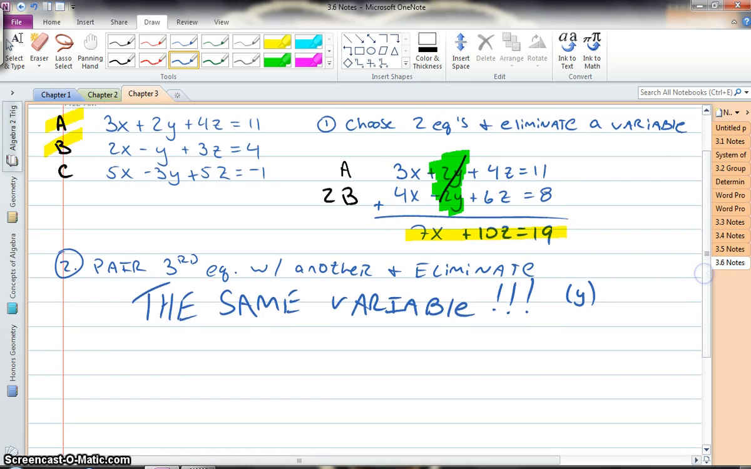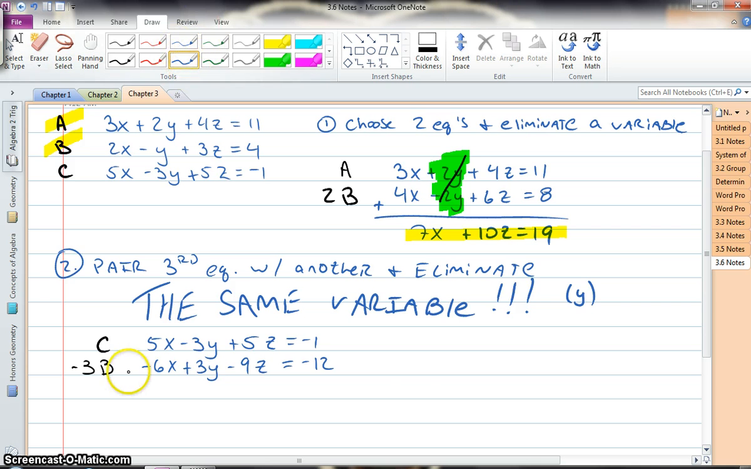So let's start with my third equation. We have equation C, which is 5x minus 3y plus 5z equals negative 1. You can pick A or B, it doesn't matter. I'm going to pick B, because on the y's here, I would have to multiply by negative 3 to get rid of that. So I'm going to take negative 3 times equation B, multiplying everything in equation B by negative 3. That gives me negative 6x plus 3y minus 9z equals negative 12.